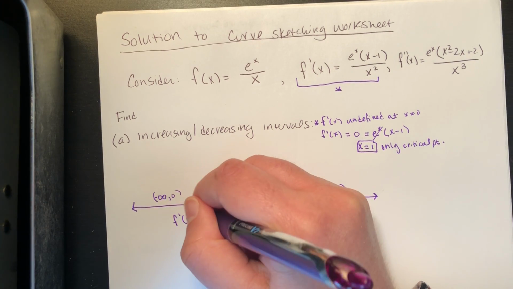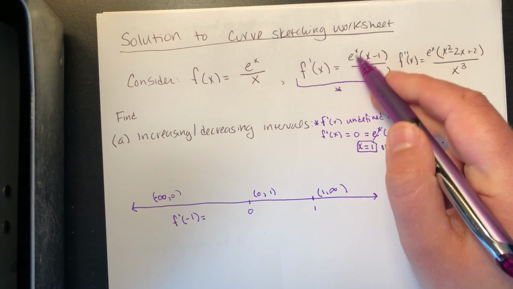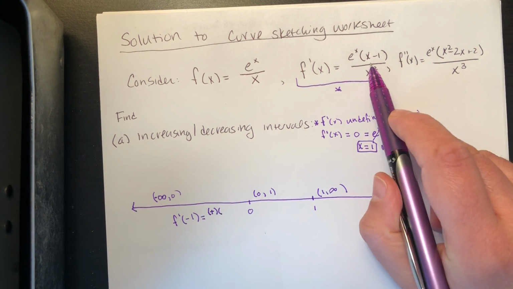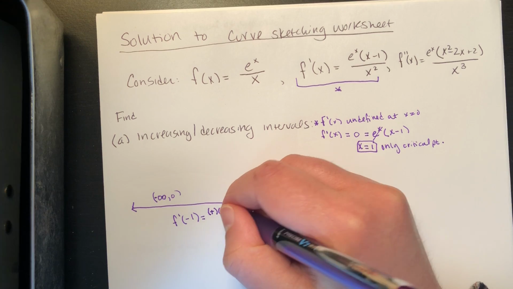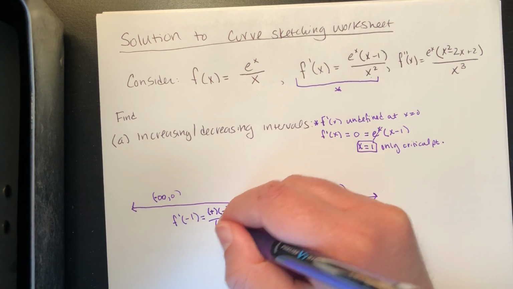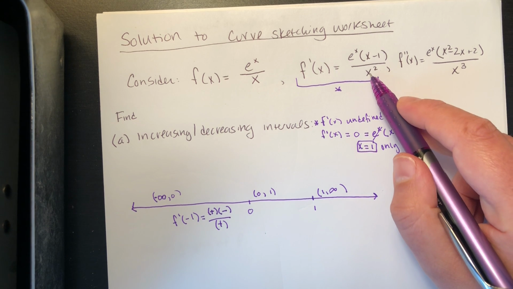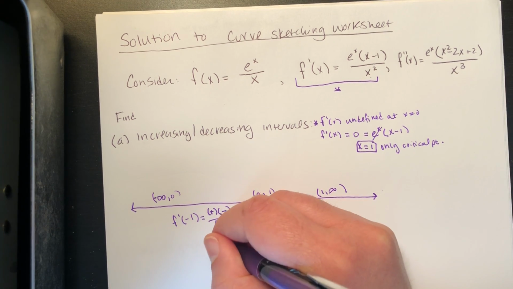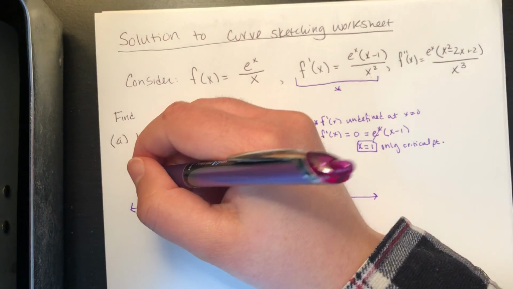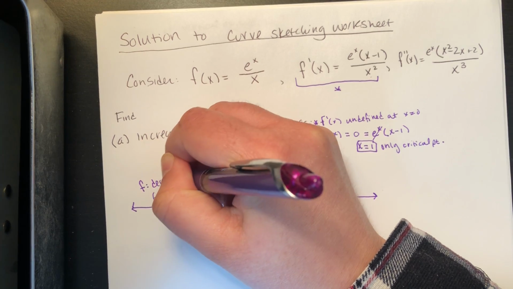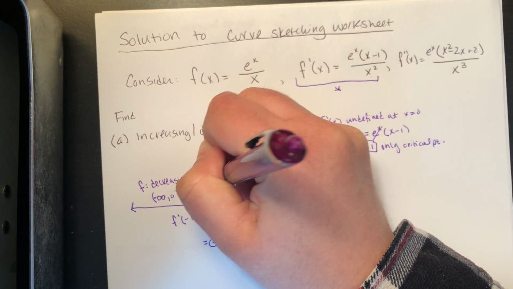So let's plug in negative 1. We're going to get e to the negative 1, and e to the anything is positive, times negative 1 minus 1, which is negative, divided by negative 1 squared, which is positive. The denominator is x squared, that's always going to be positive, so that's useful too. So overall, we're getting something that's negative in this first interval, which tells us that our original function f is going to be decreasing on that first interval.